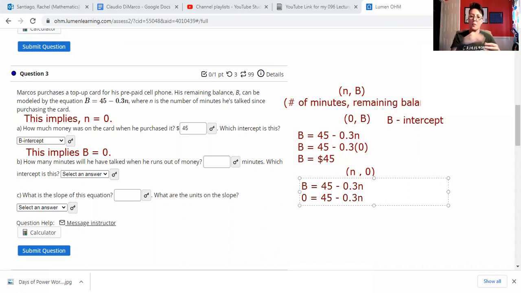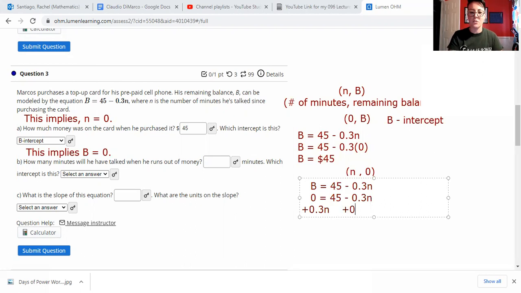I can bring the 45 over, or I can add 0.3n to both sides. And I'm actually going to do that only because I want to keep my variable positive. So I'm going to add 0.3n. What you do to one side, you do to the other, right? Notice that they're opposite operations. So our negative 0.3n and our positive 0.3n, these terms are going to cancel each other out. 0 plus 0.3n is still 0.3n. That's equal to 45. We bring that 45 down. And then, of course, divide both sides by 0.3.